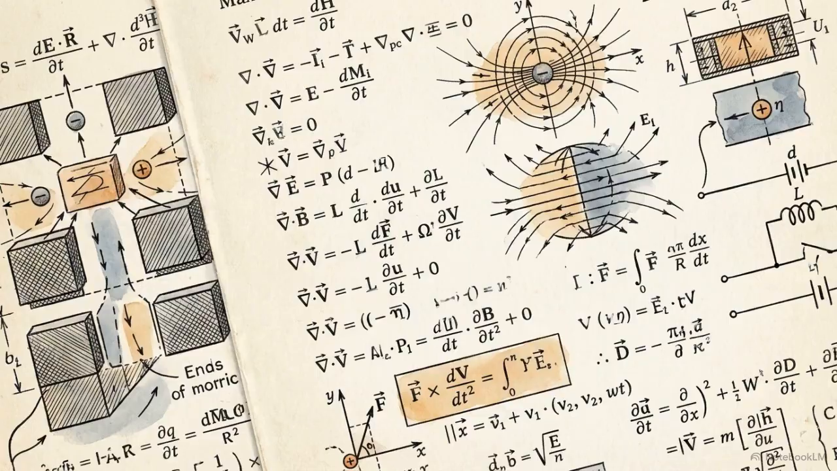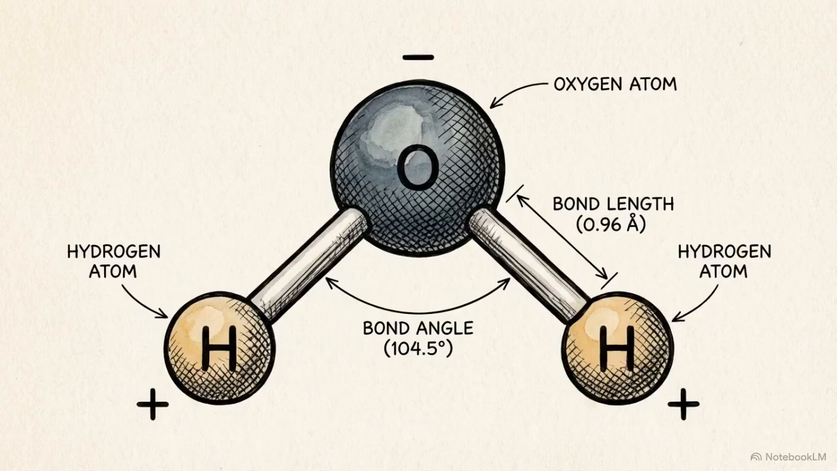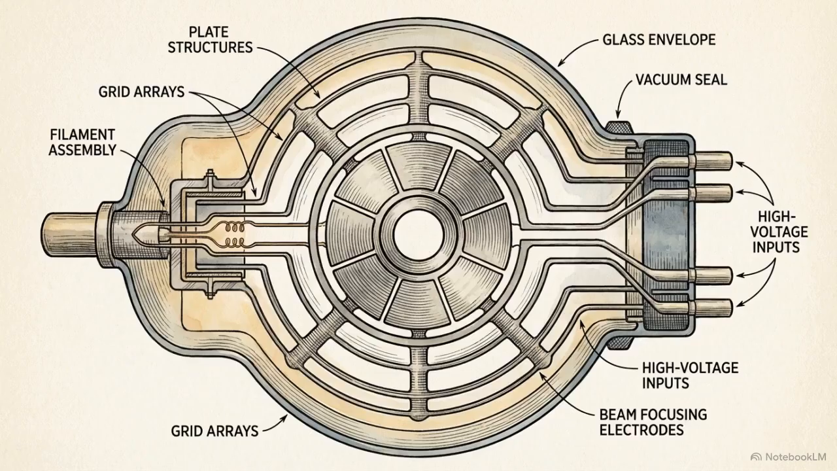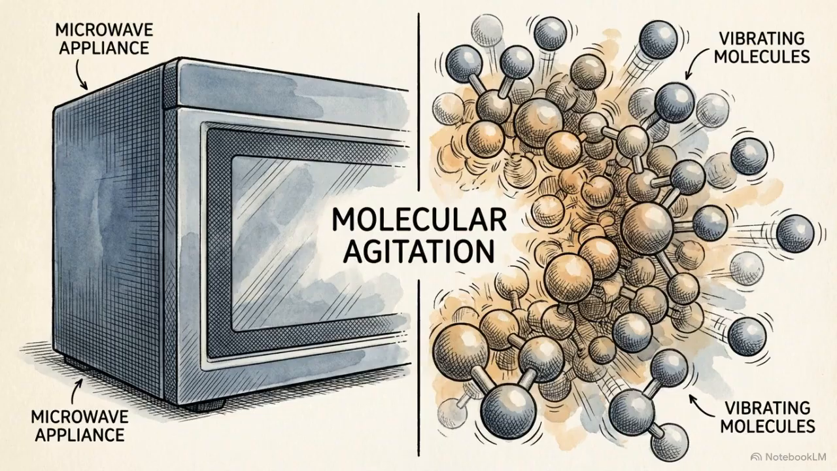To understand this process, we have to look at the physics from the ground up, starting with the geometry of a single water molecule and scaling up to the orbital mechanics of the vacuum tube powering the system. This appliance is an electromagnetic kinetic inducer designed to operate on a microscopic scale.